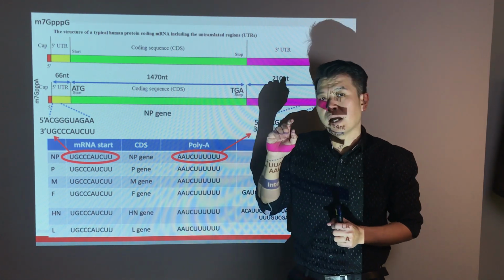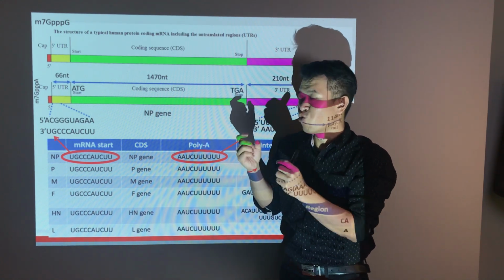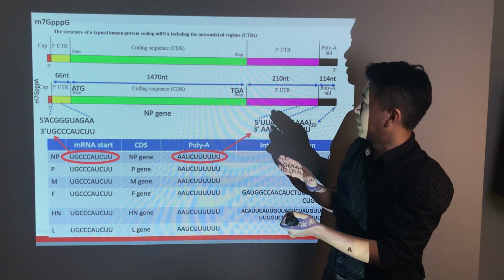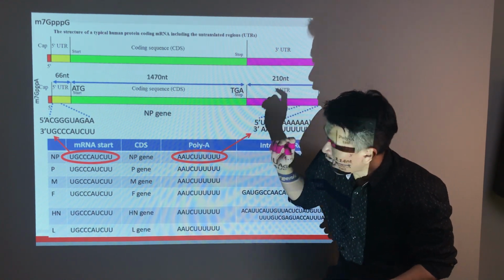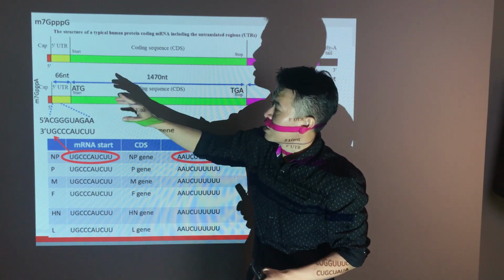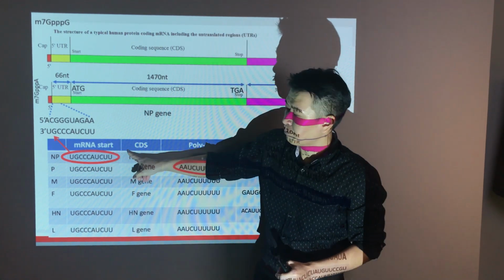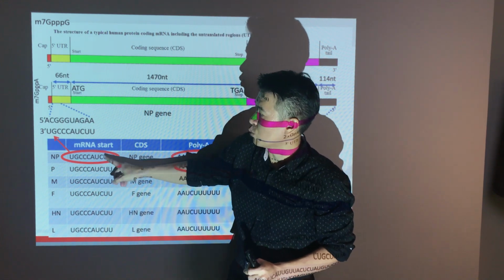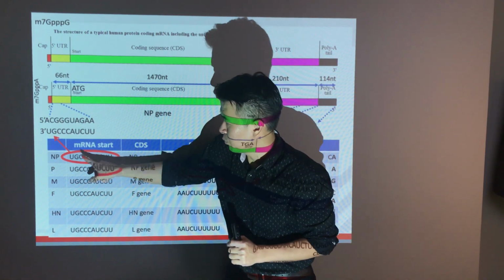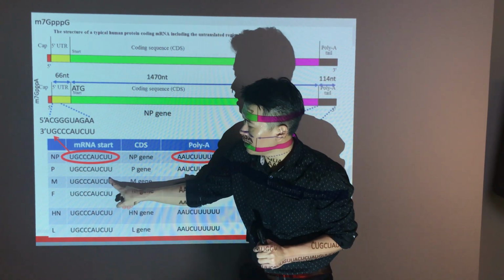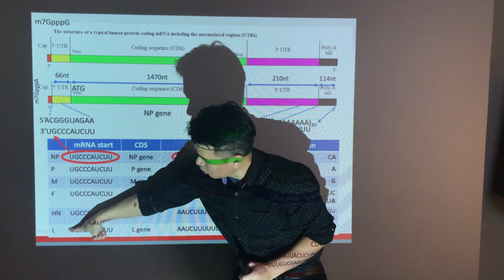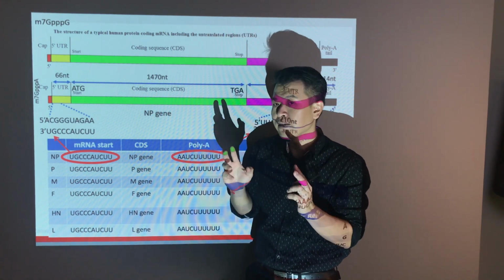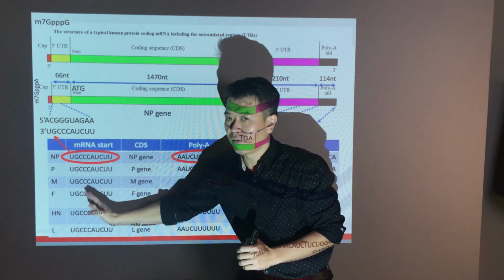I mentioned just now, how does the polymerase recognize this is the beginning of a new mRNA and the end of the old mRNA, and where it should start? Upon analysis of the genome, we found that the mRNA for all the genes will always start with UGCCCAUCUU. This is the mRNA for NP, the mRNA for P, M, F, HN, and L. You will notice that all of them have an identical sequence. This is the sequence that lets the polymerase know that this is the beginning of a sequence.